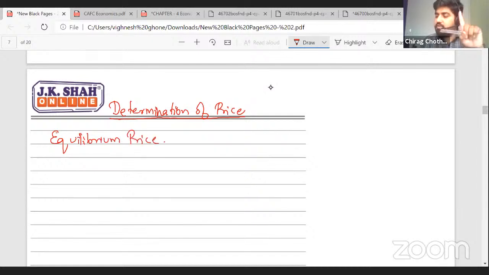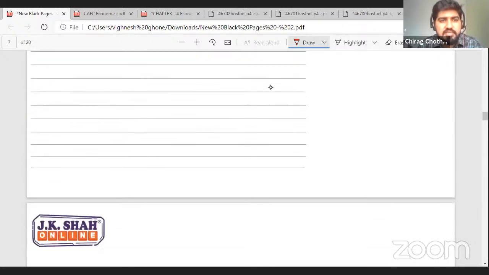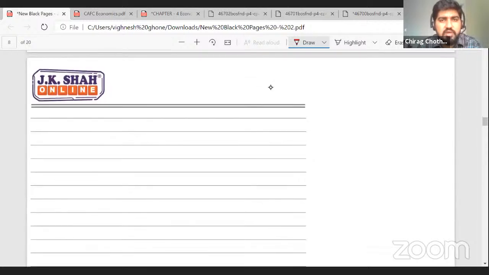The first thing is equilibrium price. After that, we are going to discuss a few cases in which the demand changes and the supply changes, because of which the equilibrium price and the equilibrium quantity also change. So what are the different cases that we are going to have? Let's look at it.